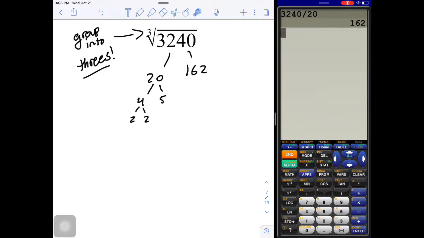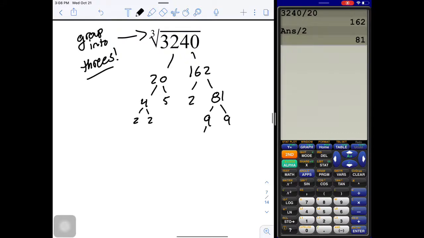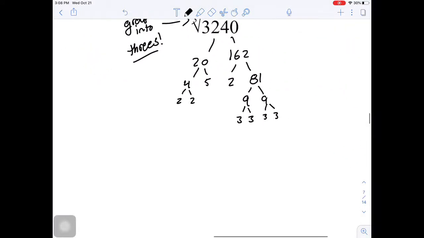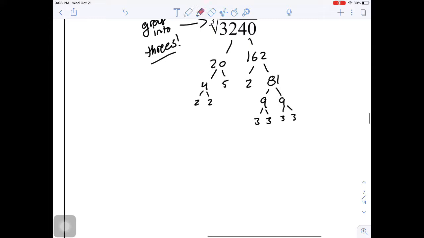So now let's break down 162. Let's divide that by 2. That gives me 81. And then 81 is 9 and 9. Okay, and then we can further break these down into 3 and 3, 3 and 3. Now again, let's represent this in terms of its prime factors, and let's organize it properly. So I'll put 2 3s beside each other, then my 4 3s, and then my 5.